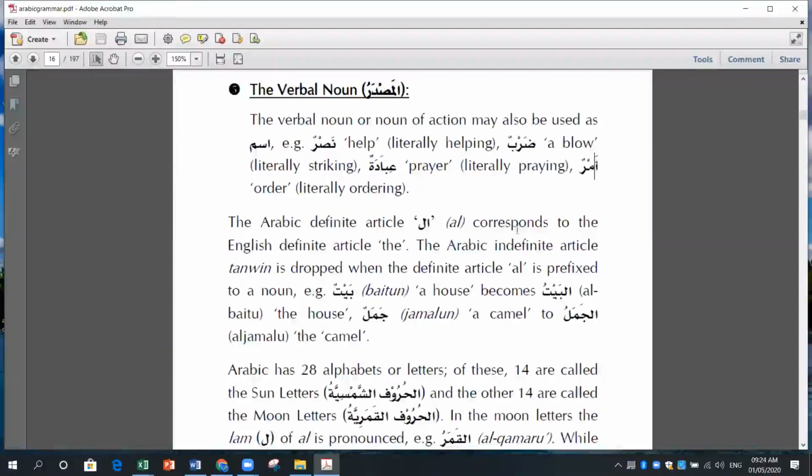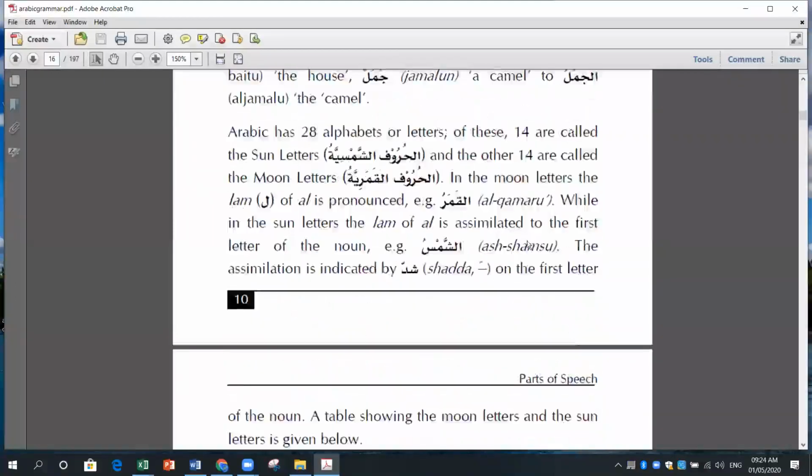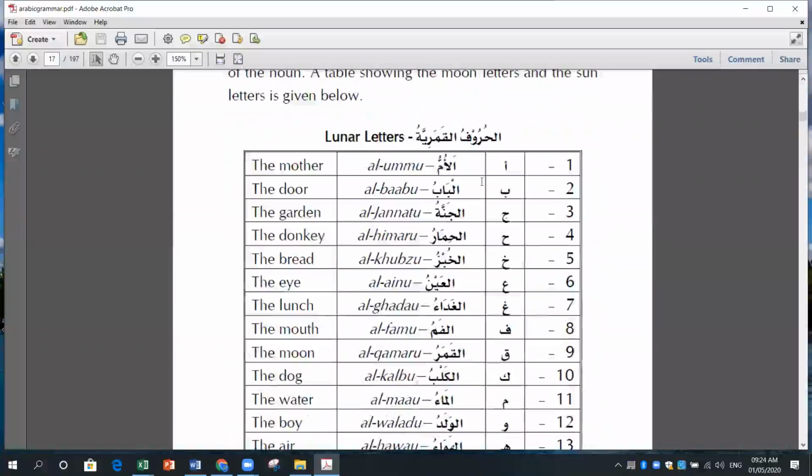Okay, so the names of these, like darbun, ibadatun, nasrun, amrun, are nouns, definitely, but they are verbal nouns. They are the name of the verbs. Clear? Okay. Are you aware of huruf qamariya and huruf shamsiya?